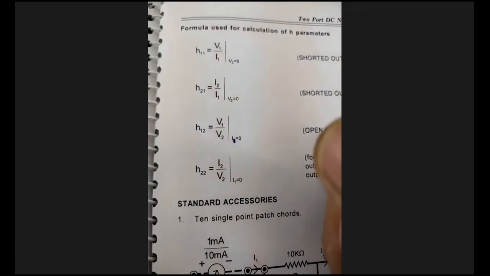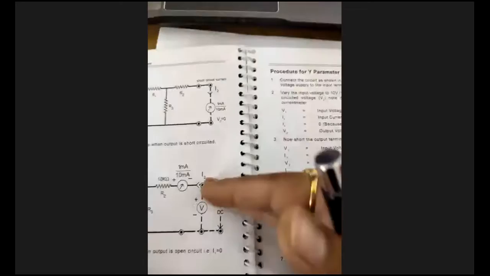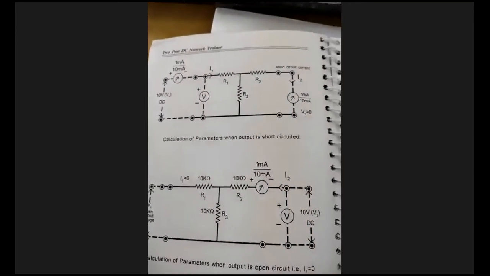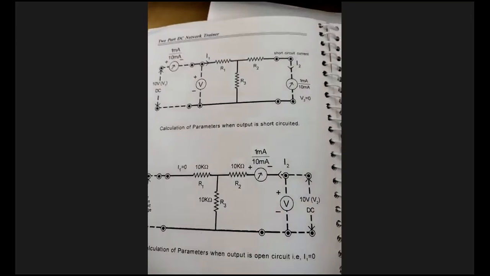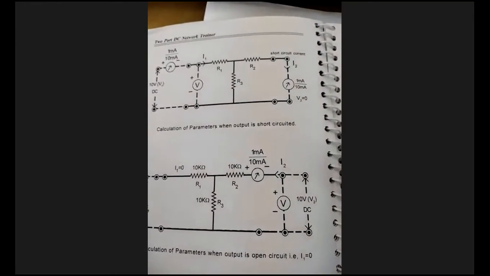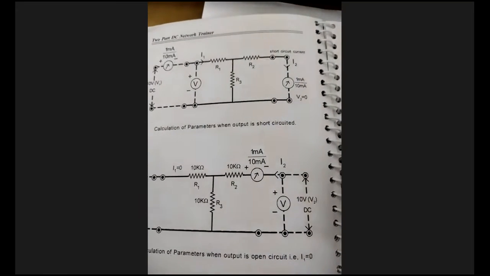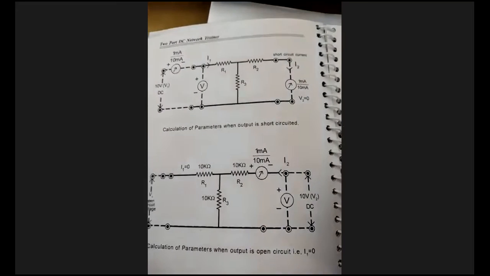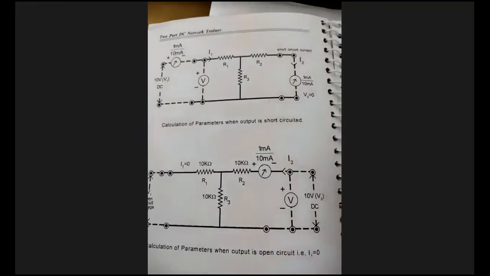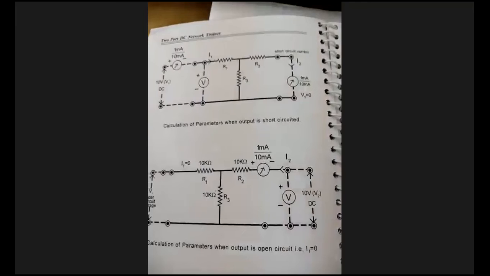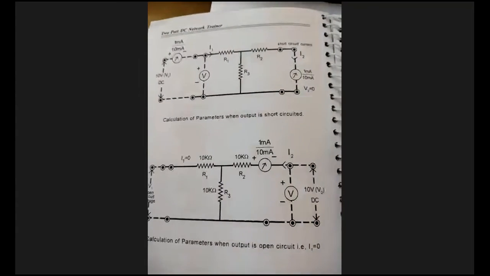So this is our today's experiment. After the theory, we go to our trainer kit and fulfill the conditions V2 equal to 0 and I1 equal to 0 separately, and take the readings. Till now, if you have any doubt, then you can ask me, or otherwise we will go to our trainer kit for the practical experiment. If there is any doubt, please tell me.